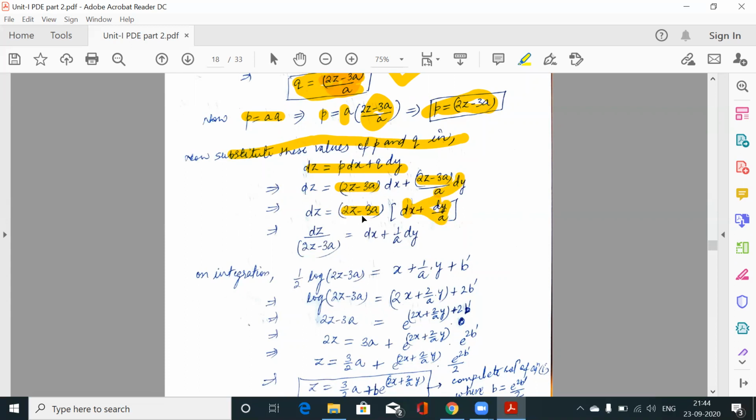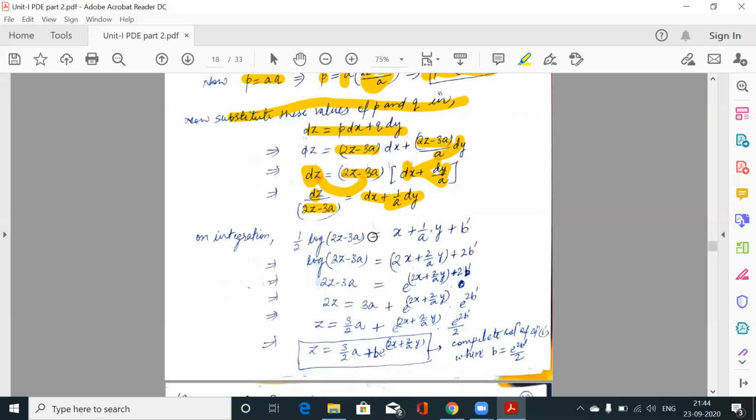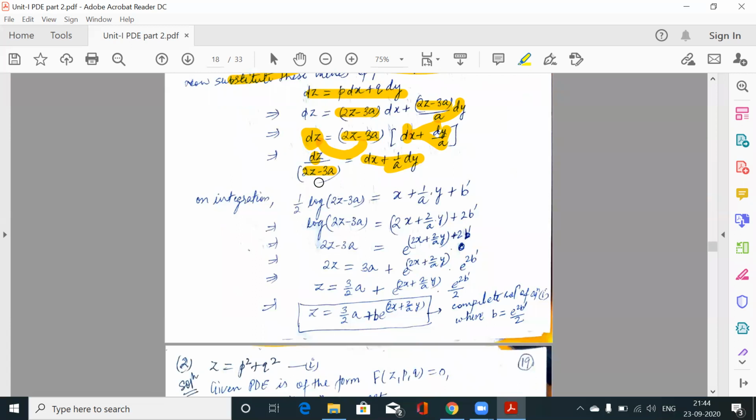This 2z minus 3a, we can shift it to that side because this is dz. So any term in terms of z, we can integrate with dz. So keeping this on this side, dz upon 2z minus 3a is equal to dx plus dy over a. So now this is integrable. These are z terms with dz, the dx coefficient is 1, meaning constant, and the dy coefficient is constant. So these can be integrated now.